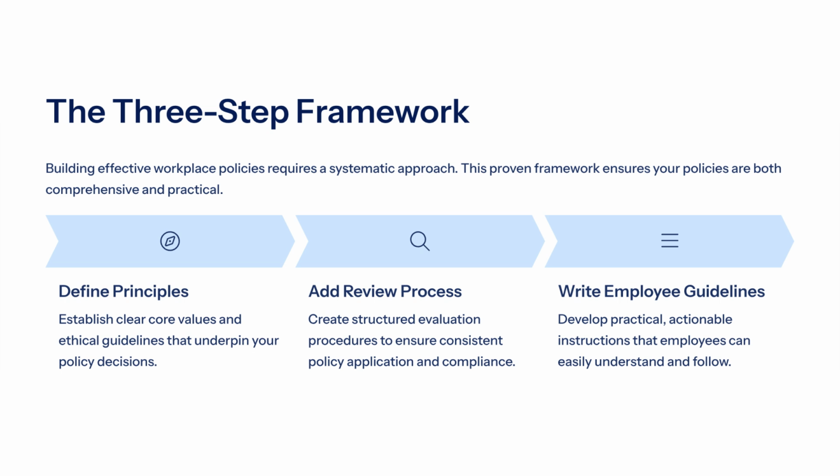Drafting starts with a structured framework. Define principles. What does your business stand for when it comes to AI? For instance, is fairness in hiring non negotiable? Do you pledge transparency in customer interactions? Add review processes. How will you check if your AI tools are living up to those principles? This could be a quarterly bias audit or a monthly customer feedback check. Write employee guidelines, the day to day do's and don'ts. Employees need clarity, not theory.